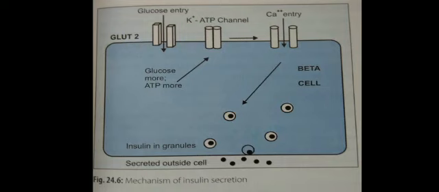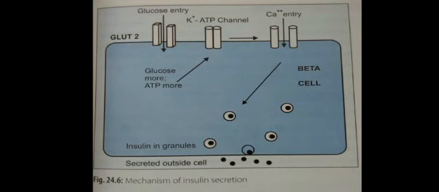The moment glucose enters the cell, it is immediately converted to glucose 6-phosphate by the enzyme glucokinase, which undergoes metabolism to generate ATP. You can see that in the figure; it's given very briefly there. What happens is, through the GLUT2 receptor on the membrane, glucose makes an entry into the cell. The moment glucose enters the cell, it is converted into glucose 6-phosphate by glucokinase, which undergoes metabolism to release ATP.